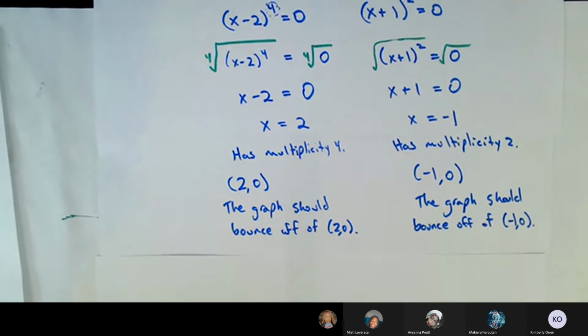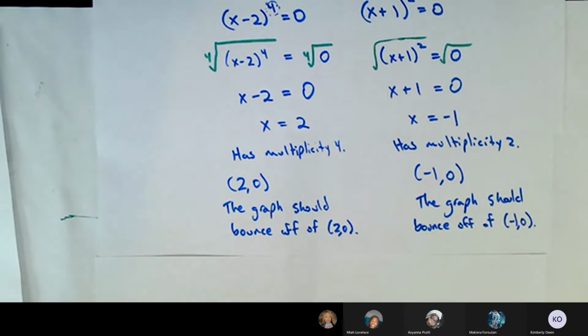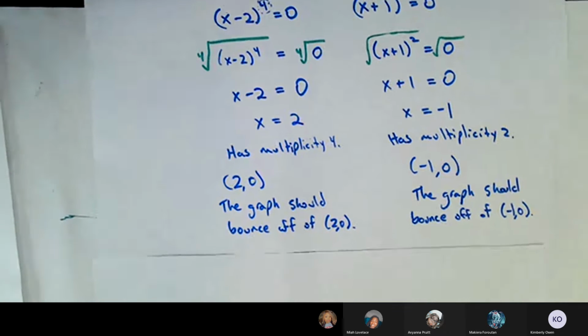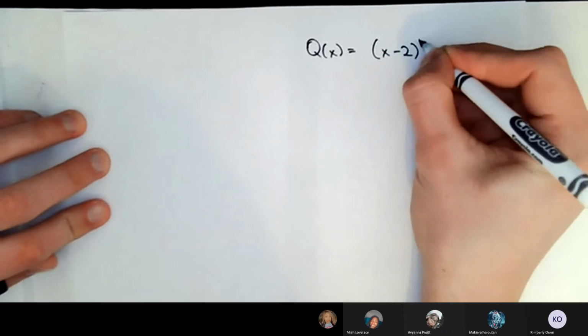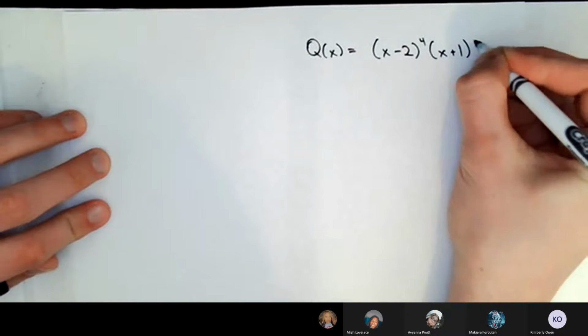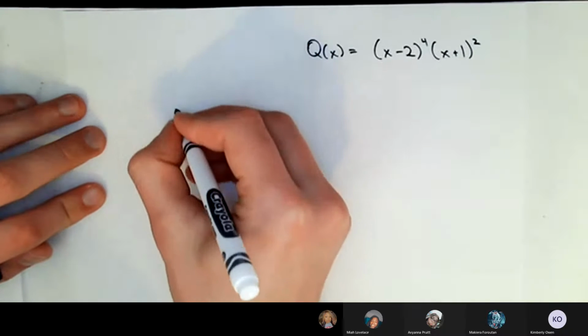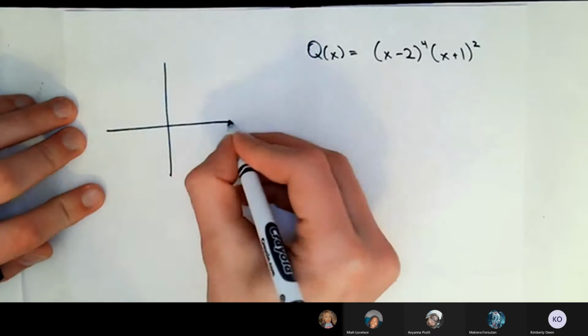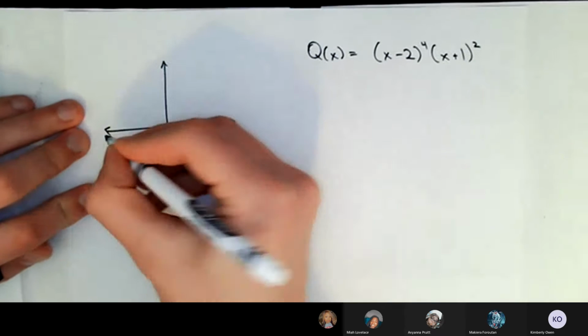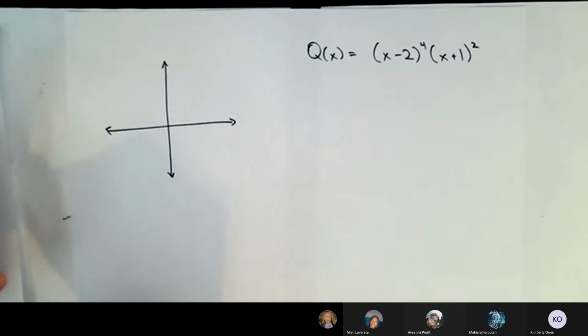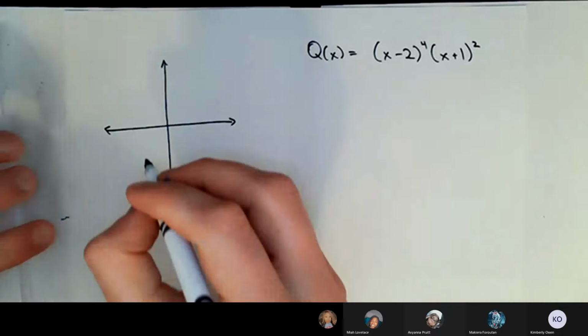And that's it. Those are the only two x-intercepts. There's only two. All right, so putting all this together, we had the function q of x, just to remind you, was (x minus 2) to the 4th power times (x plus 1) squared. We've got the legs both pointing up because we figured out it's a degree 6 polynomial and the leading term is positive.